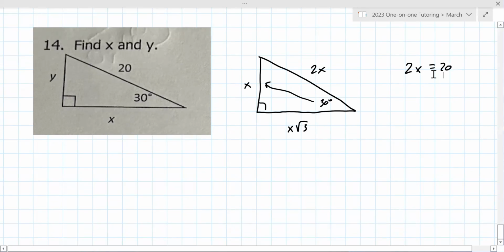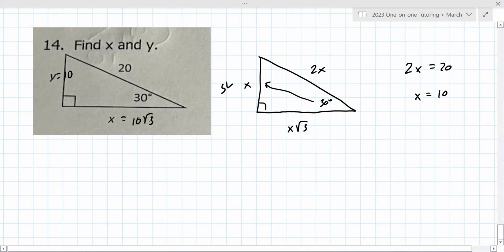not 200. So x is 10, but that refers to the short leg, which in this case is y. So sometimes it's good to even write that short leg, x is the short leg, y is 10. And then the long leg would be 10 radical 3.